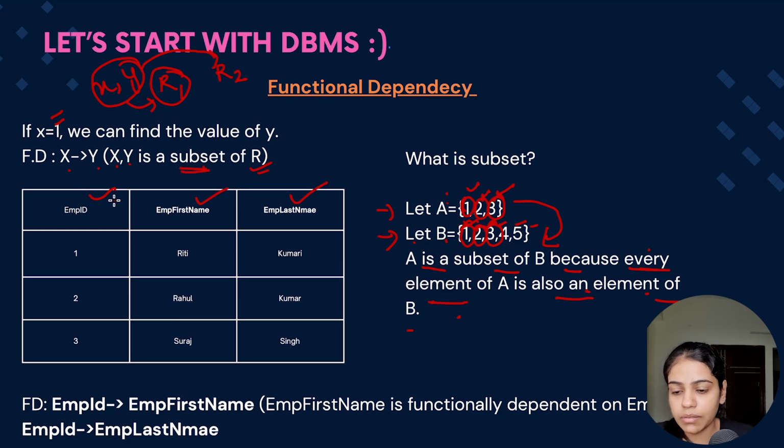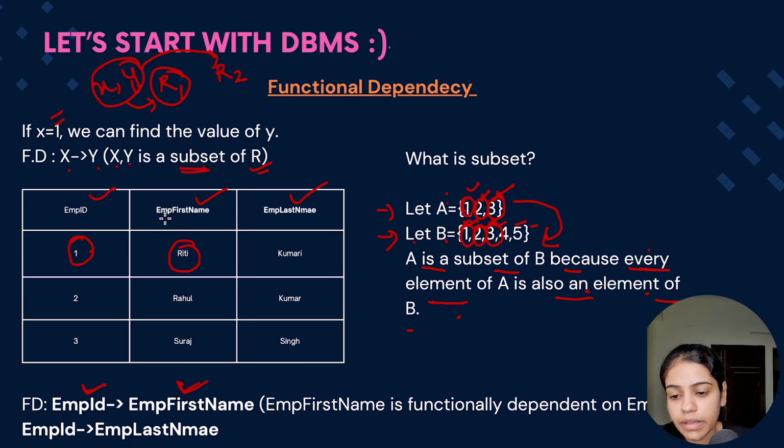Now here there is a table with employee ID, employee first name and employee last name. Here some functional dependencies are provided. The first is that employee ID will always determine employee first name. So let's see if employee ID can determine employee first name. If I know the employee ID as 1, is there any employee ID with 1 existing in this particular relation? Yes. Now in correspondence to 1, what is the employee first name? That is Riti. So if I know the employee ID, I can know the employee first name.